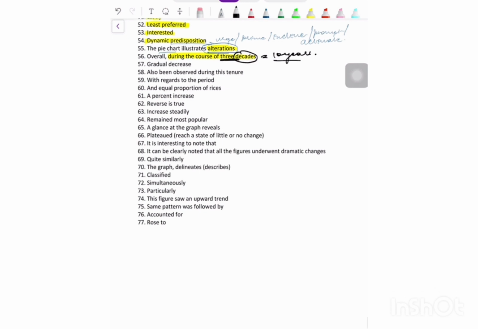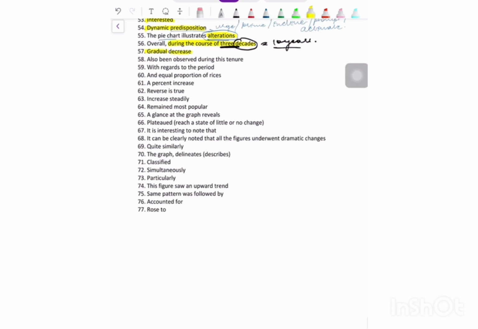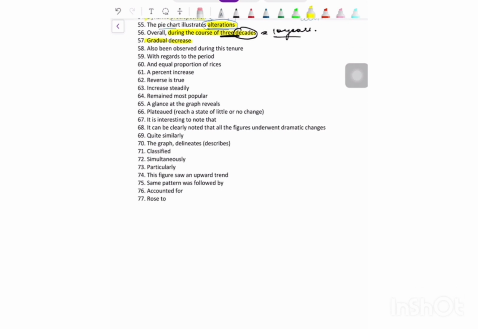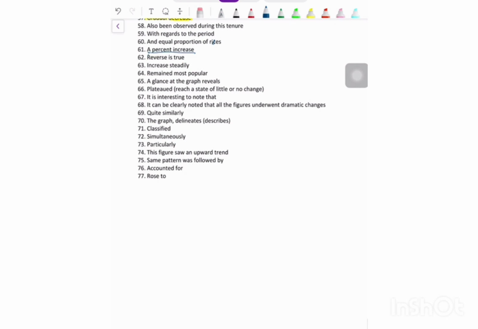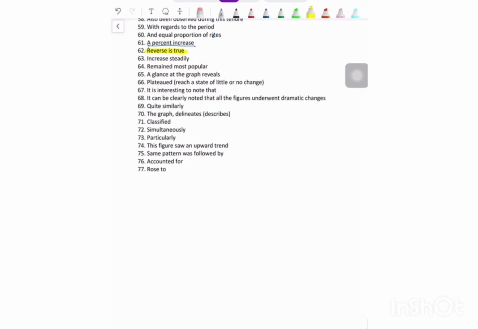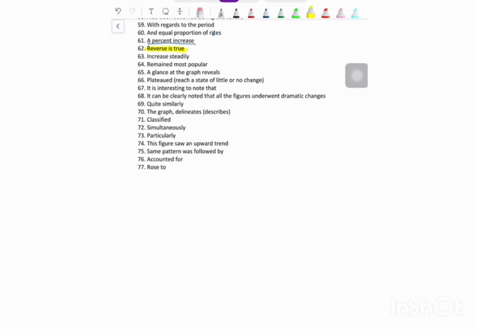Then there is gradual decrease. The word gradual also beautifies this phrase. Also been observed during this tenure with regard to the period. An equal proportion of rises is there. I don't know why they have mentioned it like this, rises. A percentage increase. Reverse is true. A very nice line to take from here is reverse is true. Increase steadily, remain most popular.